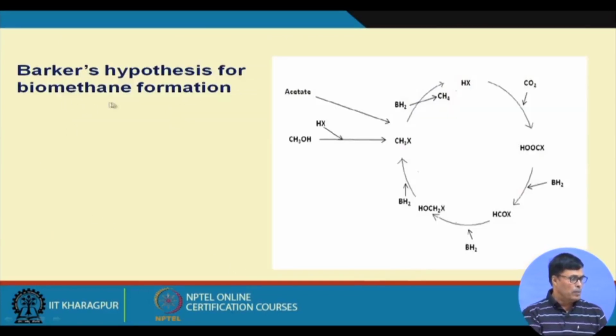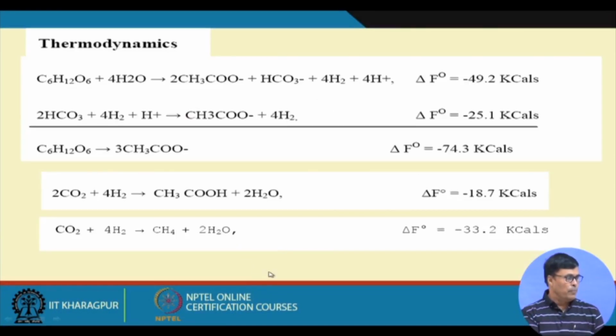And the Barker hypothesis for biomethanation, methane formation, he has explained like this. In this particular pathway, there is a coenzyme called coenzyme M that takes part in the reaction very much, and that is how it is carried forward to produce methane here. Again there is carboxylation and hydrogenation, then reduction, and further reduction to methyl groups, then it produces methane. This can also be produced from methyl alcohol and acetate like this. This is the Barker hypothesis, and this is the thermodynamics behind this process.